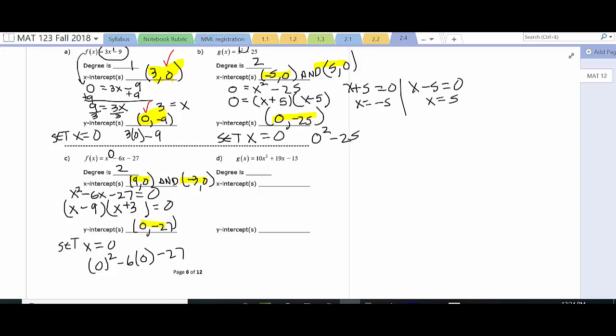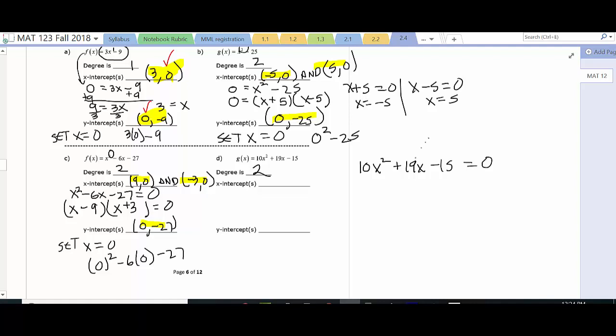Now, I tried to give you an example of each type of factoring. The next factoring is the one that students don't do the best on. So that's a degree of 2. Again, on your x-intercept, we're going to do 10x squared plus 19x minus 15 equals 0. Now, you want to try to factor this and see what happens.